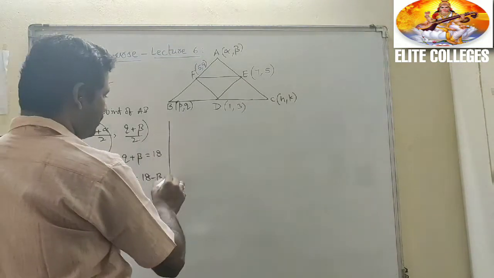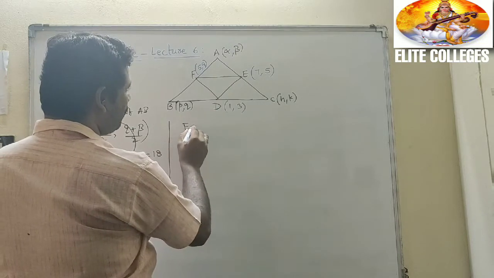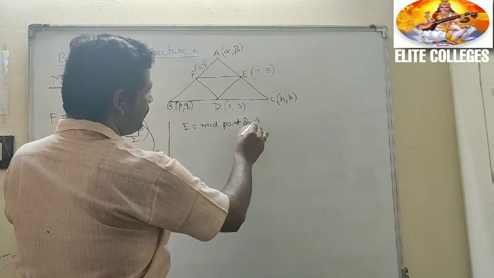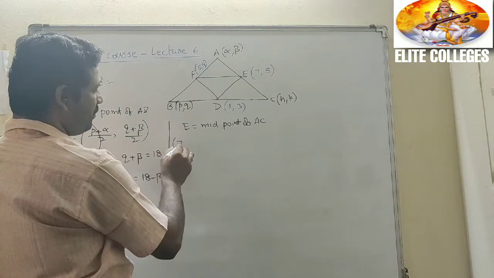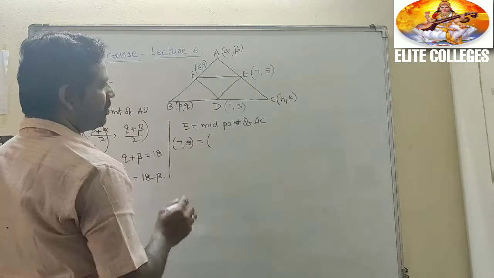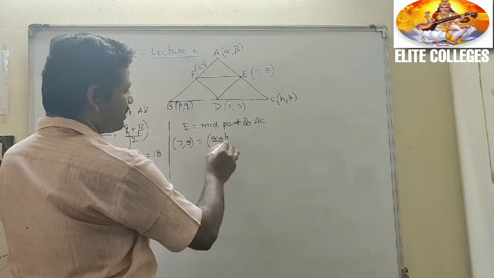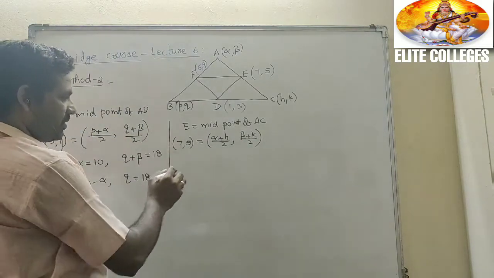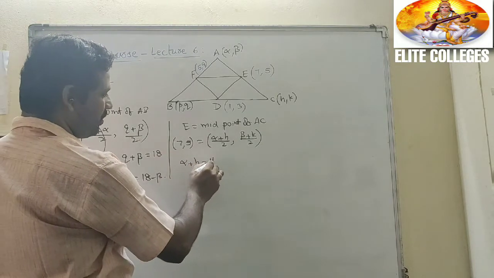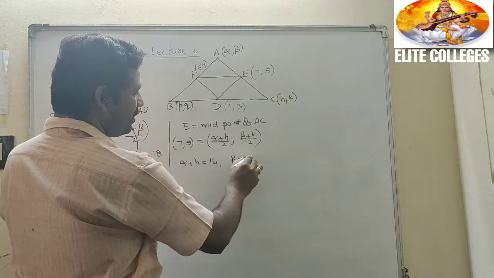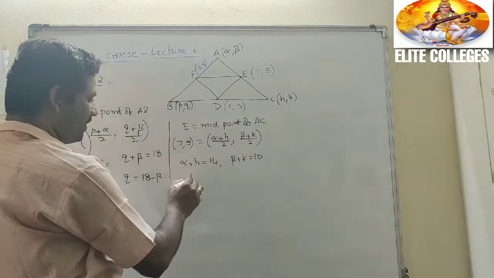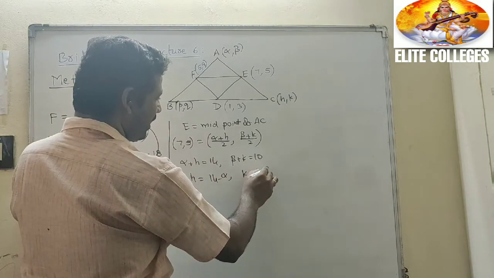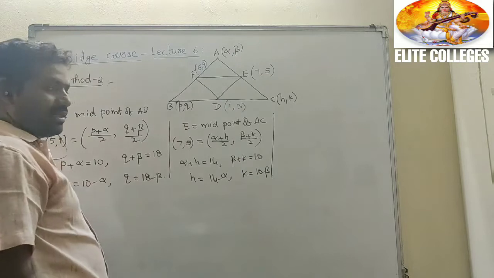Okay. Now see this one. What is E? E equal to midpoint of AC. 7 comma 5 equal to the midpoint of AC, (alpha plus h) by 2 comma (beta plus k) by 2. Now cross multiply. Alpha plus h equal to 14. Beta plus k equal to 10. What is the h value? 14 minus alpha. What is the k value? 10 minus beta. So that is the h, k values.